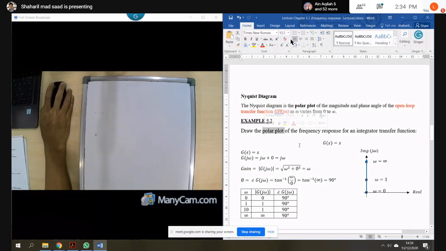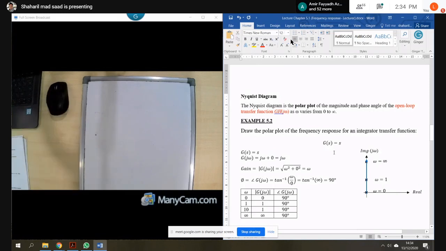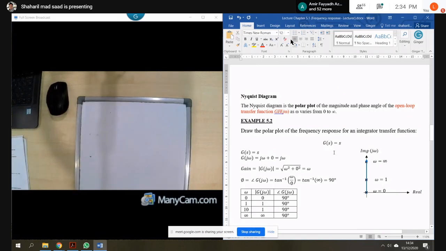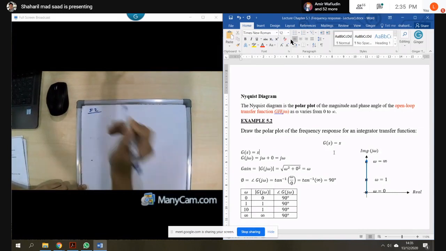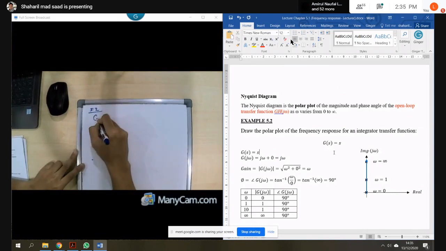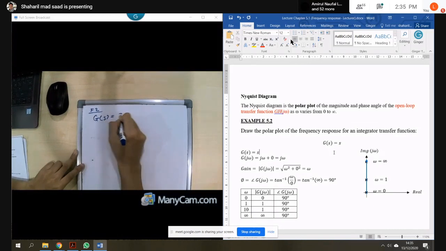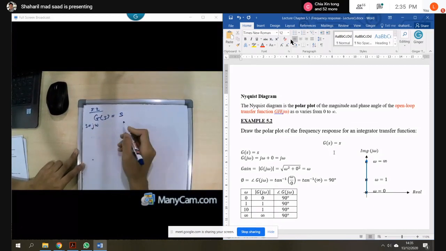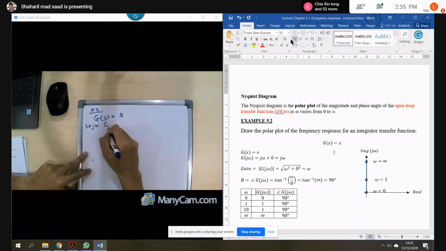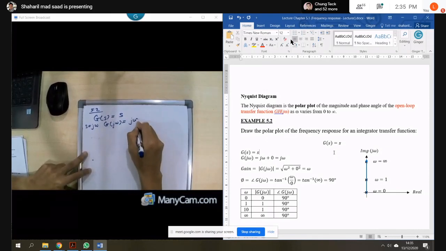Of the frequency response for the integrator transfer function. Just ignore the word integrator first. So you have G(s) equal to s. Now this is your gain, equal to s. Now we replace s equal to j omega, then you get G(j omega) equal to j omega here.